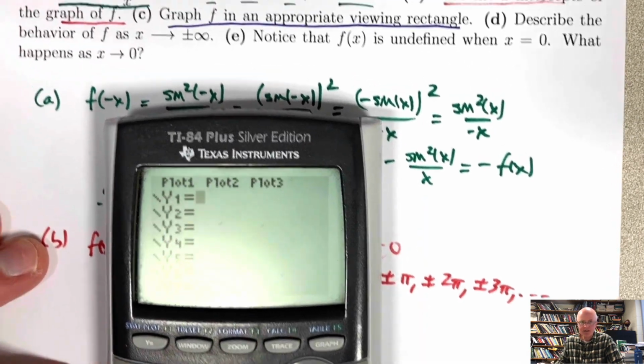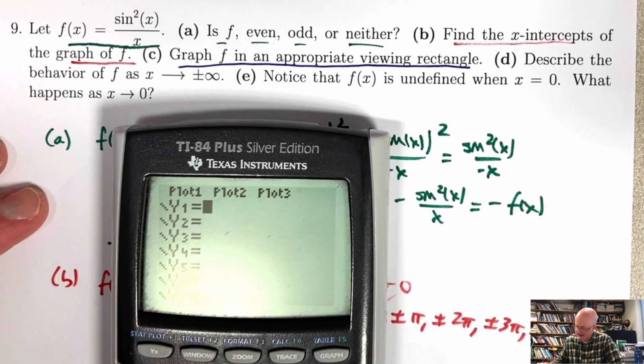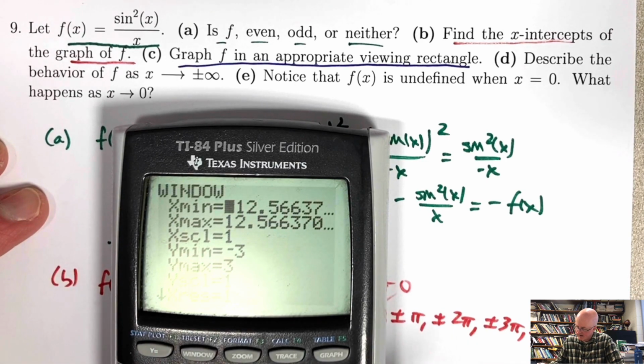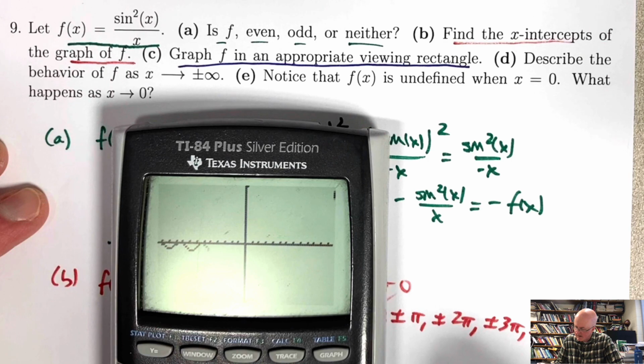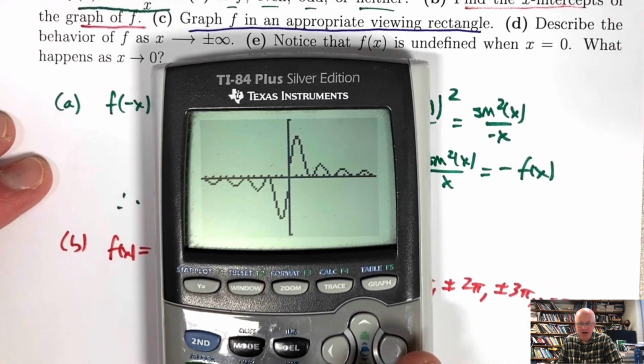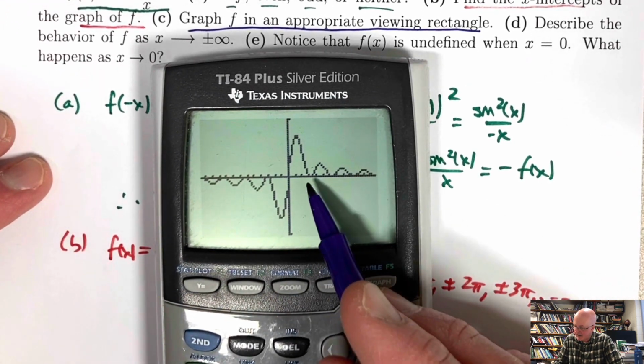So if I type this into my calculator, sine squared x should be typed in as sine of x, quantity squared, divide all that by x. Let's see what we see. I'm going to choose a y range that's smaller here. Some oscillations, kind of an interesting graph. I do see zeros, for example. That is pi there. That's 2 pi.